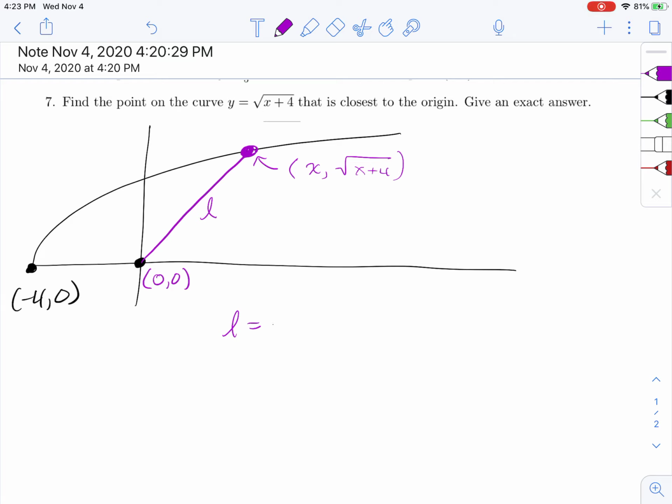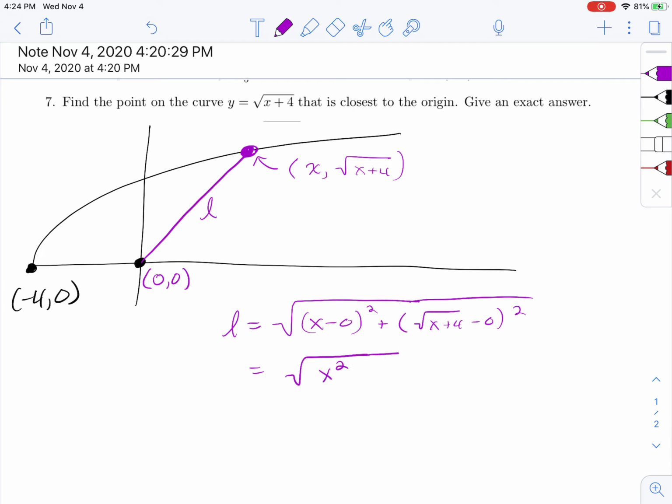So by the distance formula, L is the square root of x minus 0 squared, the difference in x values squared, plus the difference in y values squared. So if I work that out, this is just x squared, and the other one is, well, the radical and the square undo each other, so this one's just x plus 4. So that's the function that I want to minimize.